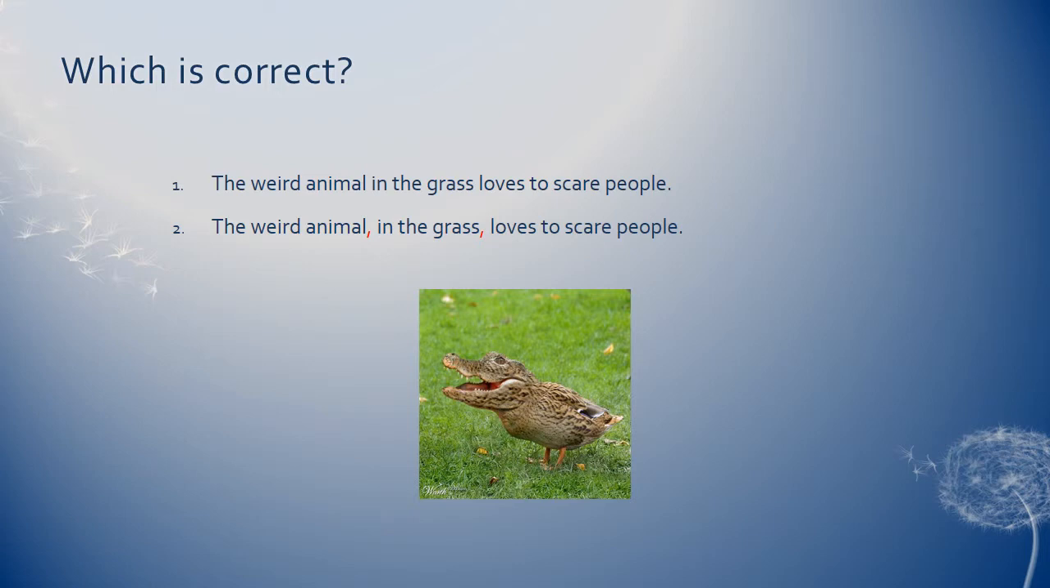Which is correct? The weird animal in the grass loves to scare people, or the weird animal, in the grass, loves to scare people? Well, here I think the restrictive prepositional phrase implies a smaller or more specific group, or individual. The weird animal in the grass loves to scare people. That is number 1. The second implies that there might be a number of weird animals, and that's outside of the frame of our picture here.